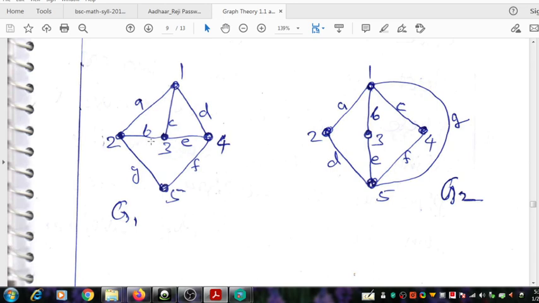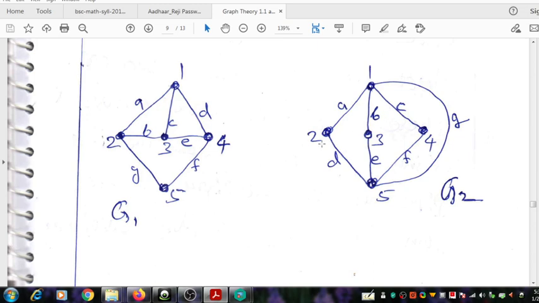What are the differences? Of course, and here similarities are also there. What are the similarities? 1, 2, 3, 4, and 5. There are 5 vertices in the graph. Here also 1, 2, 3, 4, and 5 vertices are there.